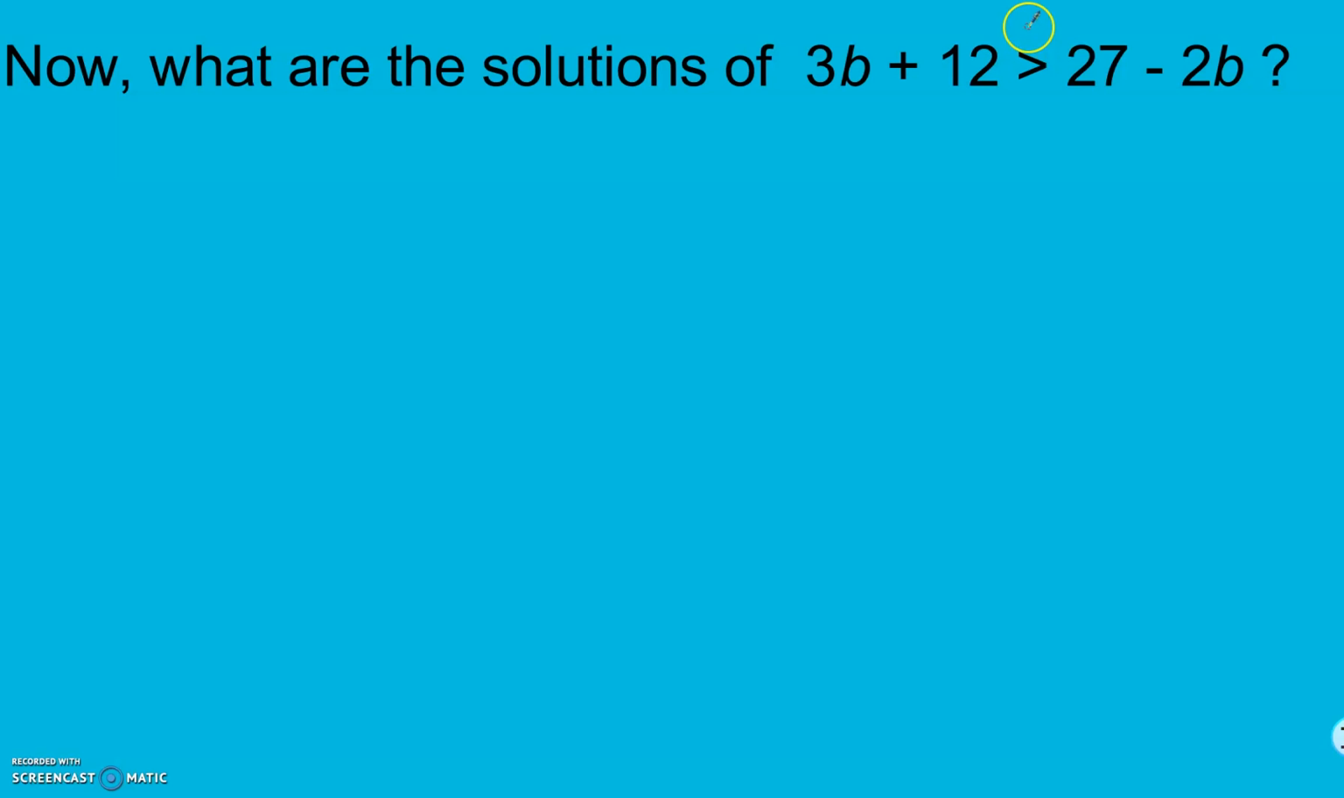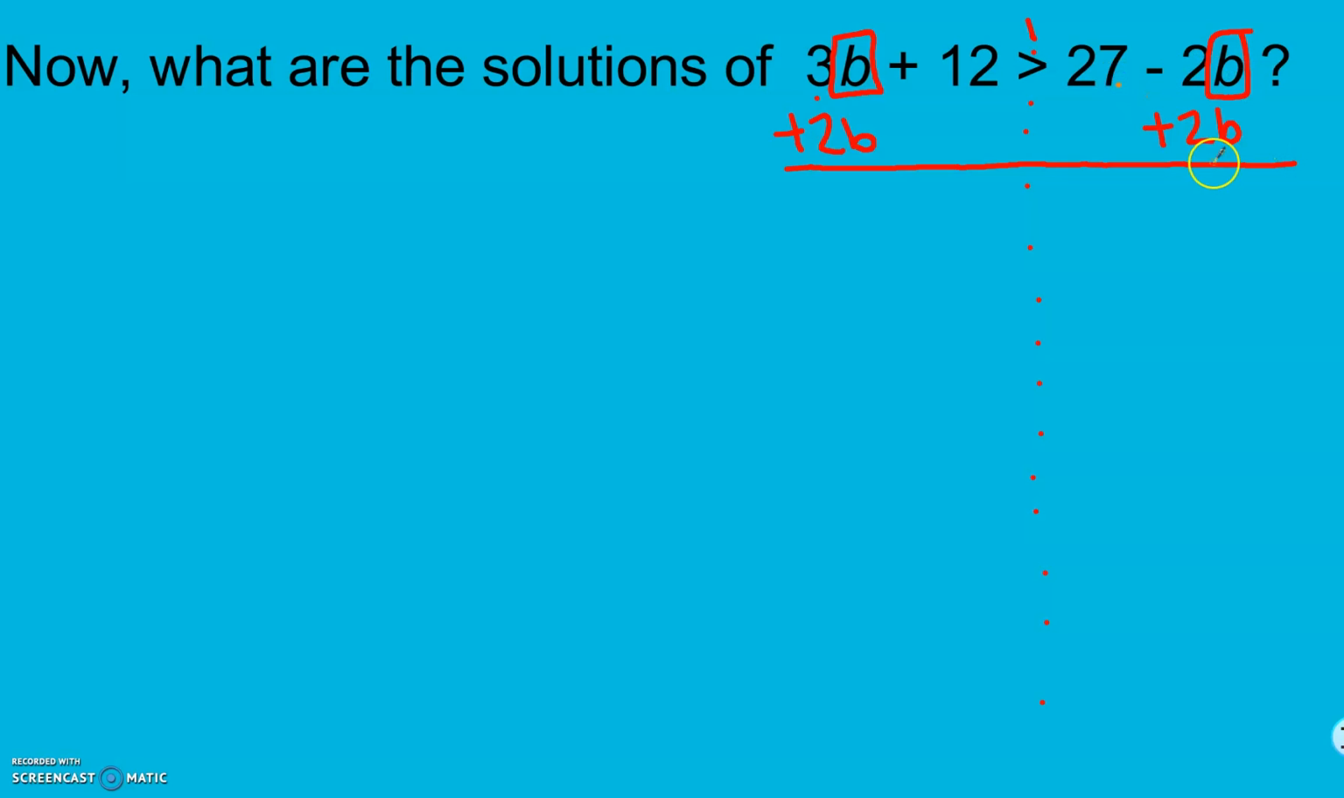My left expression is as simple as I can get it, and so is my right expression. But I have b's in 2 spots here, so I'm going to try and get those together. I have a 3b and a negative 2b. Negative 2b is smaller, so I'm going to move my smaller one here. To get rid of subtraction, I add. Whatever I do to one side, I do to both.